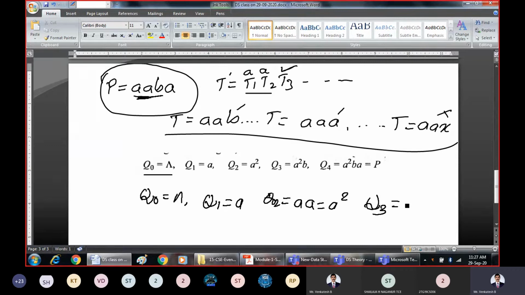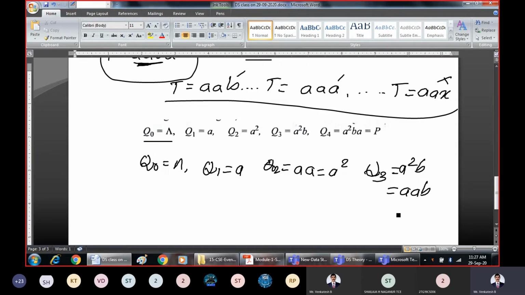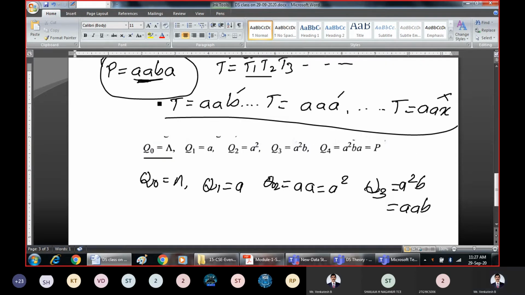So that is written here like this. Q3 is equal to A square B, that is nothing but AAB. This only I am writing in simplified manner. Then what will be Q4? After AAB, what do we expect? We expect A again. So obviously Q4 will be AABA, that can be written as A square BA. And what actually is it? It is nothing but our pattern.